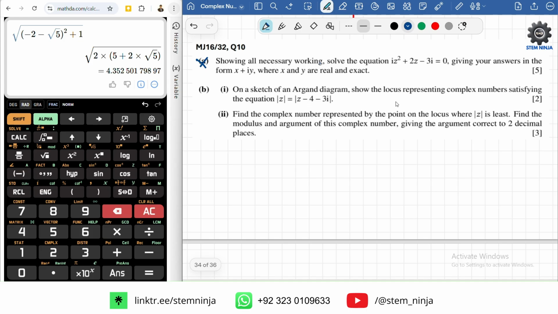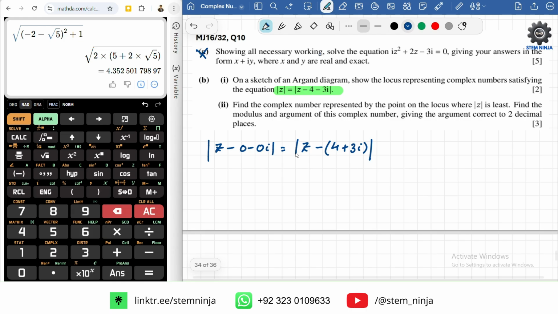So the A part is that. On a sketch of an Argand diagram, show the locus representing the complex numbers satisfying the equation mod z is equal to mod z minus 4 minus 3i. Okay, so we know what this is. Mod z basically means the distance from the origin, and this is mod z minus (4 plus 3i). So it's the perpendicular bisector between (0, 0) and (4, 3) basically.